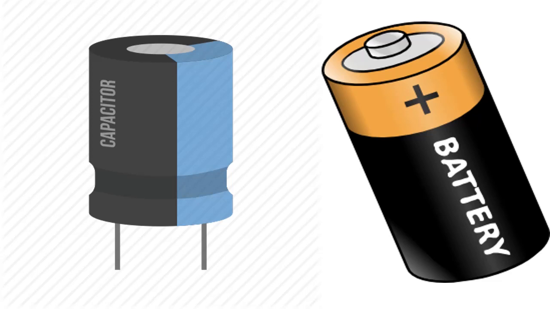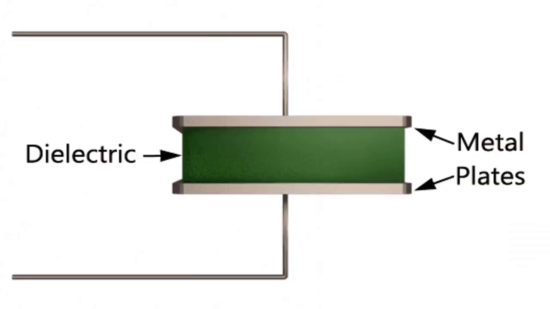The charging and discharging of a capacitor is much faster than a battery. But for the same area, a battery can hold more charge than a capacitor. A capacitor actually consists of two conducting plates separated by a dielectric material. A dielectric material is an insulator which opposes the flow of current.